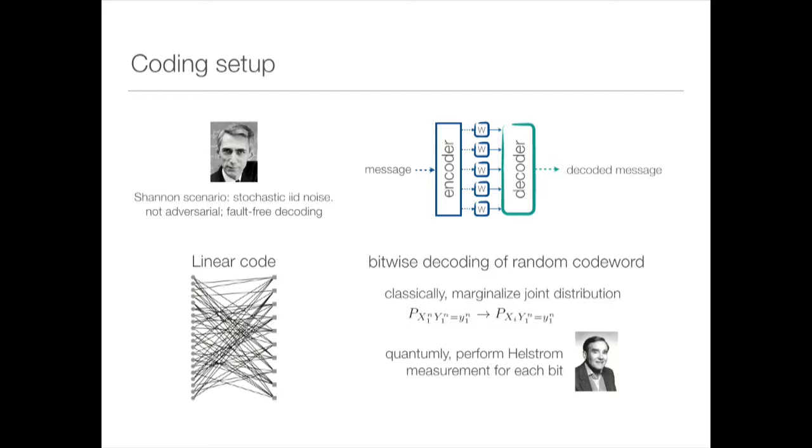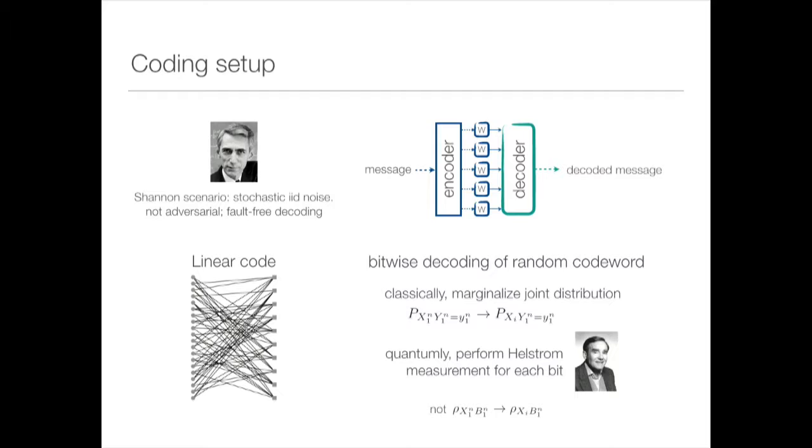And given the fact that the rest of the bits are in a random code word state, that leads to two possible quantum states at the output. There are just two possible quantum states at the output, so we need to perform the Hellstrom measurement. There's no mystery about it. That's what the optimal decoder is going to do if you're doing bitwise decoding. The question is how to do the Hellstrom measurement.